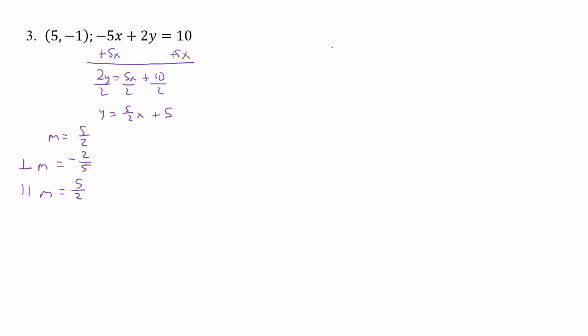Now what do we do? Well, now we plug it into our point slope formula. So we're going to take y minus y1, which is a negative 1, and that's equal to our slope. And let's go ahead and do perpendicular first. And that's a negative 2 over 5 times x minus, and we have a 5. So we can go ahead and make this positive. And so we have y plus 1 equals a negative.